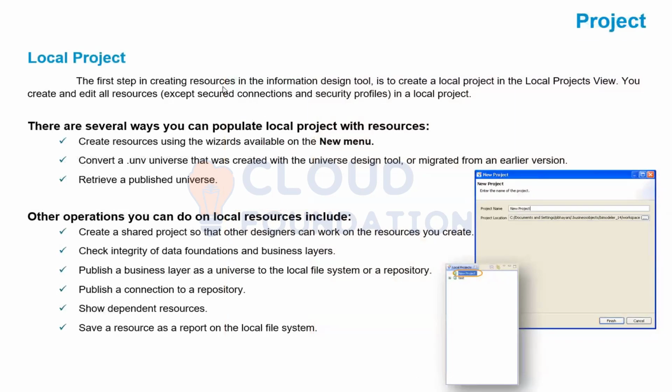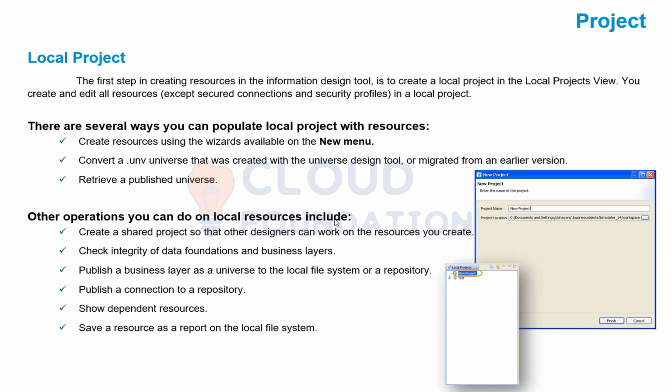Local project, the first step in creating resources in the Information Design Tool. The first step is to create a local project. We create and edit all resources in a local project except secured connections and security profiles. We will create a local project and we can edit anything there. There are several ways we can populate a local project with resources. We can use New Project here, or we can just right-click and choose new project. We can go like that also.